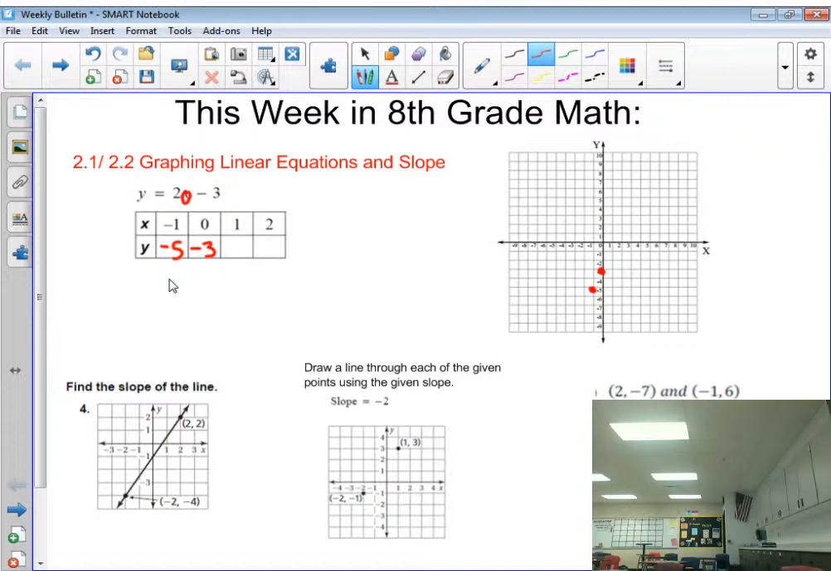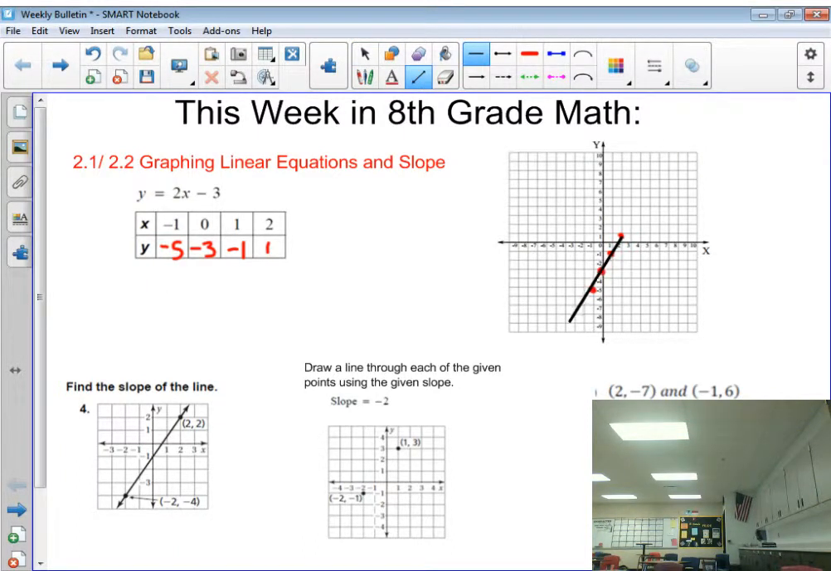And then if I substitute in a 1 where x is, that means 2 times 1, which gives me 2, minus 3 would give me -1. So we'd go over to 1, down to -1, and you'll notice that they end up creating a nice perfect line. The last one, 2 times 2 would give me 4, minus 3 would give me 1. So I'd go over to 2, up to 1. And then the kids would go ahead and draw lines through these points that extended all the way through the graph.